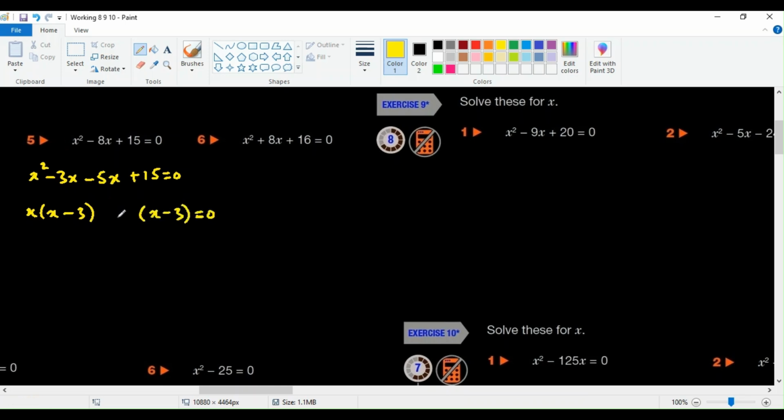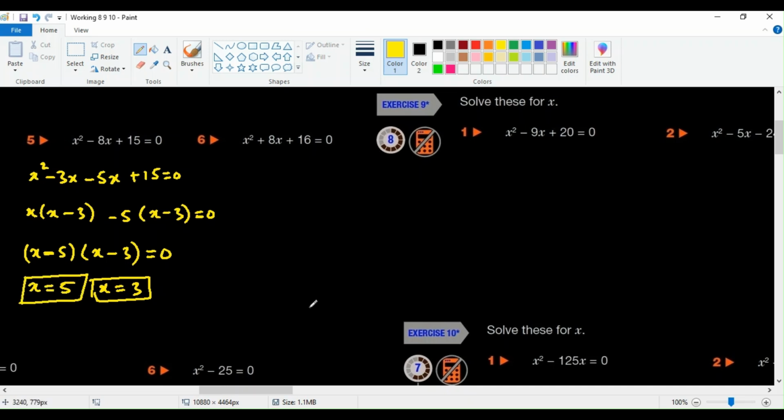Look at the third one, we need minus 5x, we already have x, so we just need to write minus 5. So x minus 5 comes in one bracket, and x minus 3 comes in another bracket. These are the two factors. When we multiply these together, we get x squared minus 8x plus 15. Now the value of x is going to be 5, and the second value is going to be positive 3. These are the two values of x.